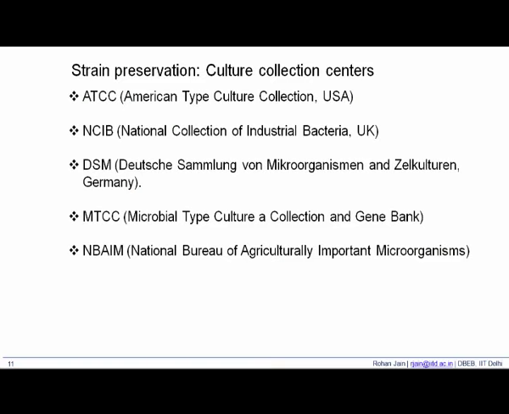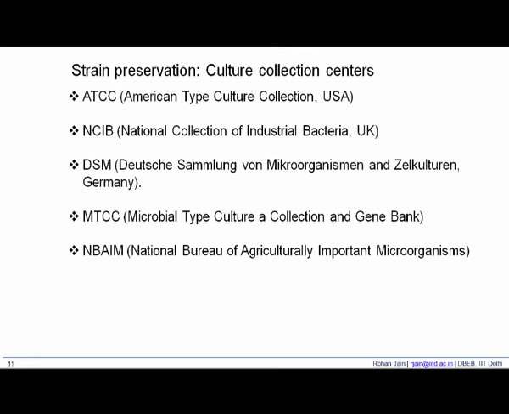Okay. So, these are the culture collection centers which are there. One is ATCC, American Type Culture Collection, which is in United States. There is NCIB, National Collection of Industrial Bacteria in UK. So, you can order them for research purposes. There is actually no problem to order from them.